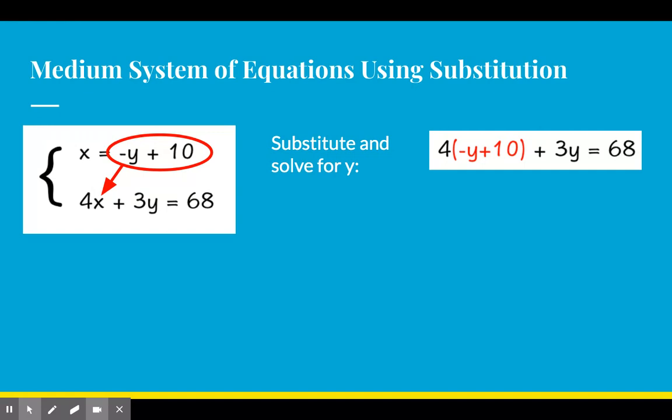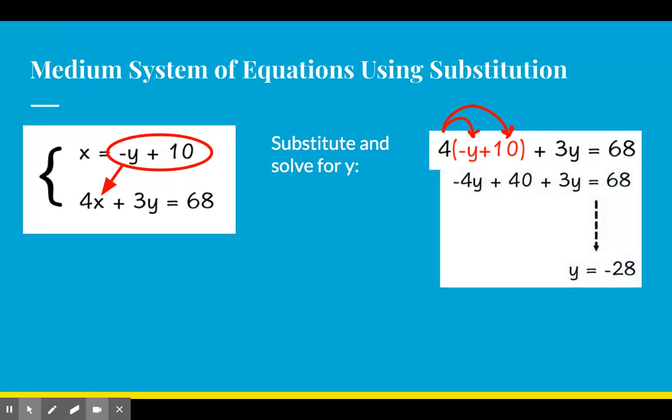Now here's the reason why it might be a little bit trickier this time. As you can see, I have 4 times all of that stuff. So what I'm going to have to do is distribute the 4 to both of those things before I get started with anything else. So I'm going to get negative 4y plus 40 when I distribute that. And then I still have plus 3y on that side and 68 on the other.